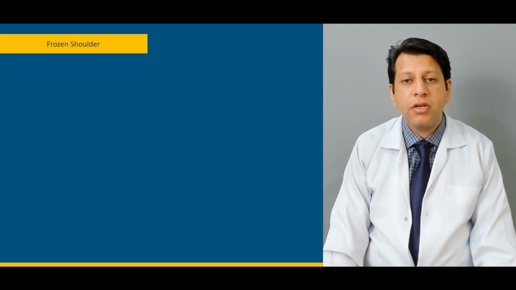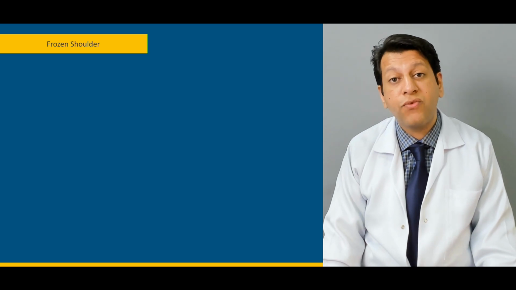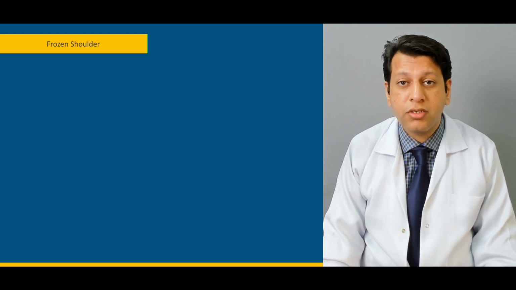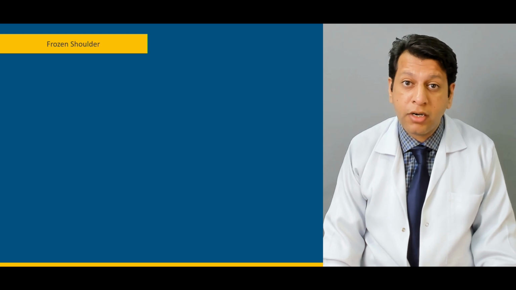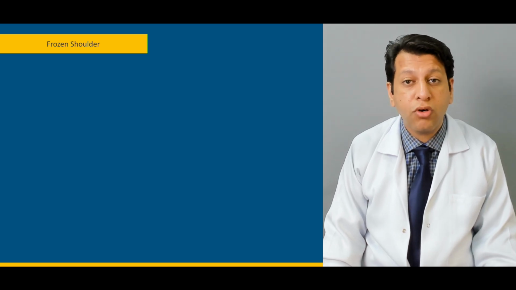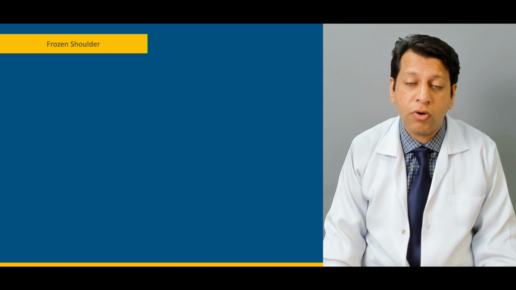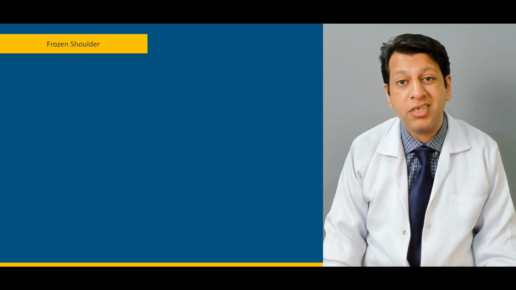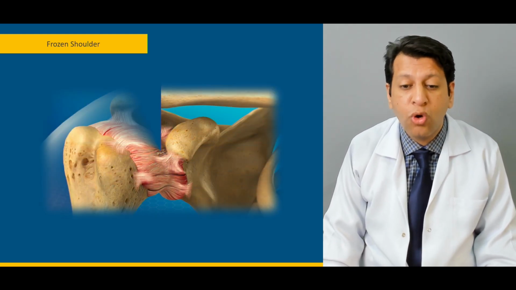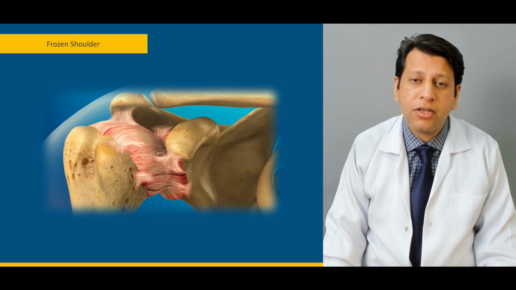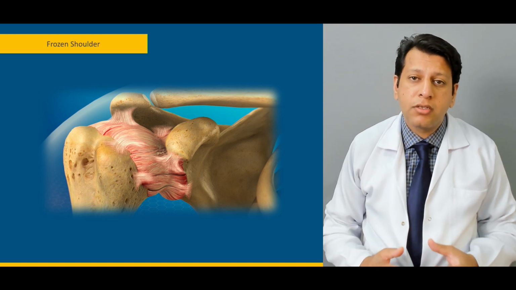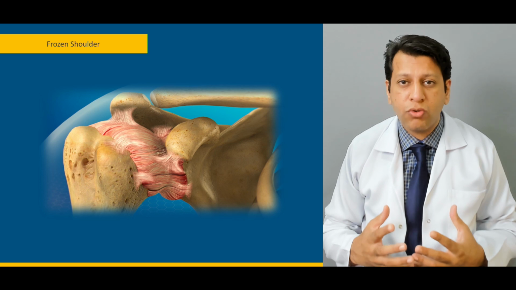Now coming to another entity called the frozen shoulder. Although people have commonly heard about it, it's very common especially in females of 40 to 60 years of age, and especially those who are diabetics. What is a frozen shoulder? It is actually fibrinous adhesions of the capsule of the shoulder joint.